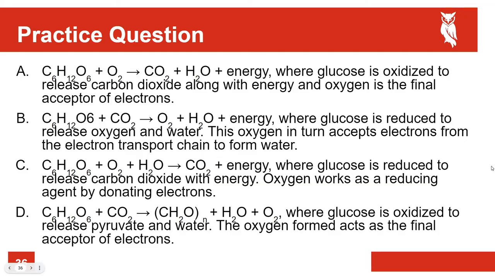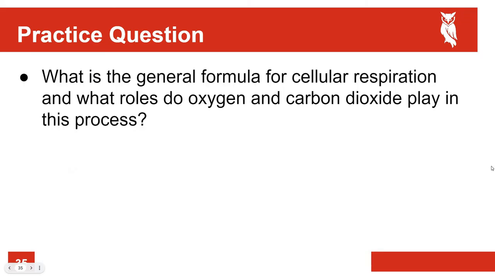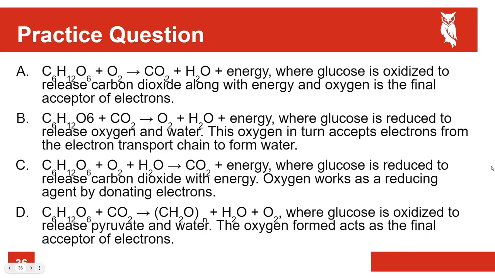C6H12O6 plus O2 yields CO2 plus H2O plus energy, where glucose is oxidized to release carbon dioxide along with energy, and oxygen is the final acceptor of electrons. Now, when we start talking about reading questions, what did I say here? Before we got that, I said we haven't got to this. Now, here's the thing. On this question, can you answer it without knowing the rest? If you know the equation for cellular respiration, you don't need to know the rest of this stuff, right? Okay.